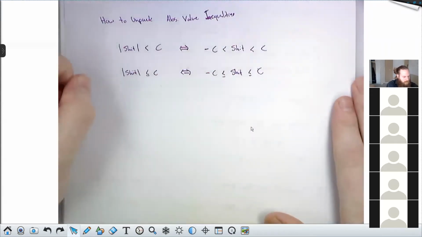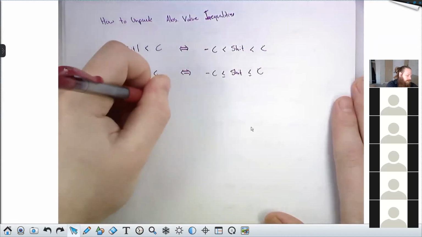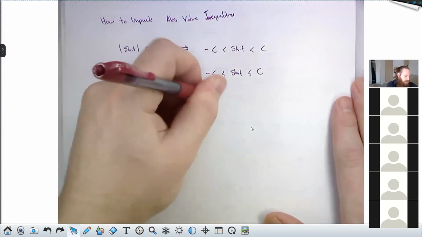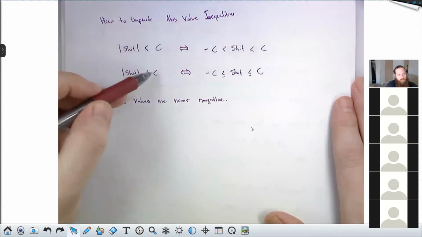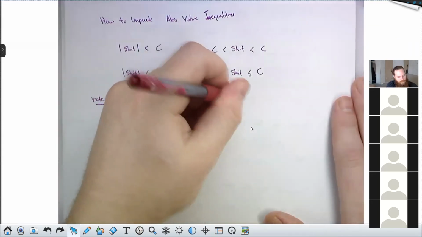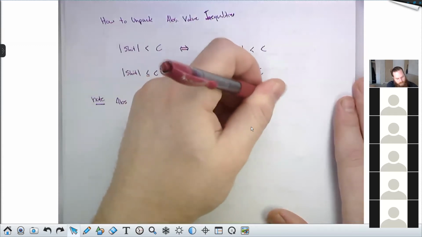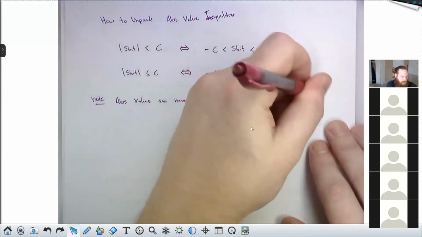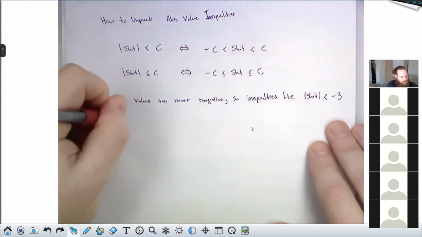And it's worth noting, absolute values are never negative. So in these examples, the constant here needs to be positive. So inequalities like absolute value of some expression is less than -3 have no solutions.